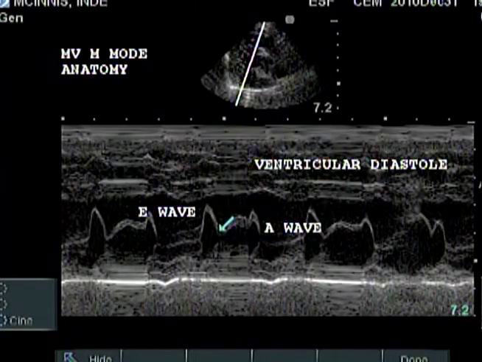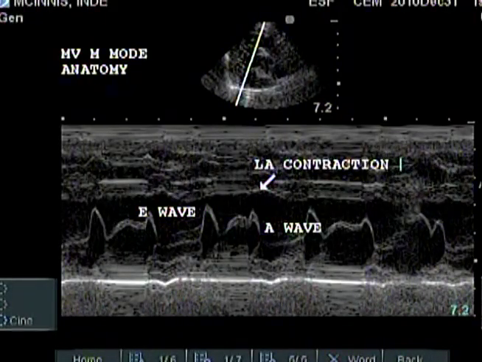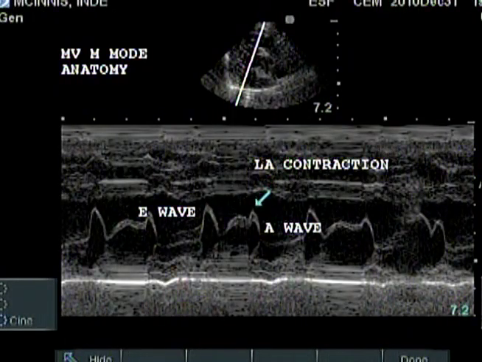The A wave results from a second opening of the mitral valve due to left atrial contraction. Both the E wave and the A wave occur during left ventricular diastole. The A wave is normally not as tall or as wide as the E wave.